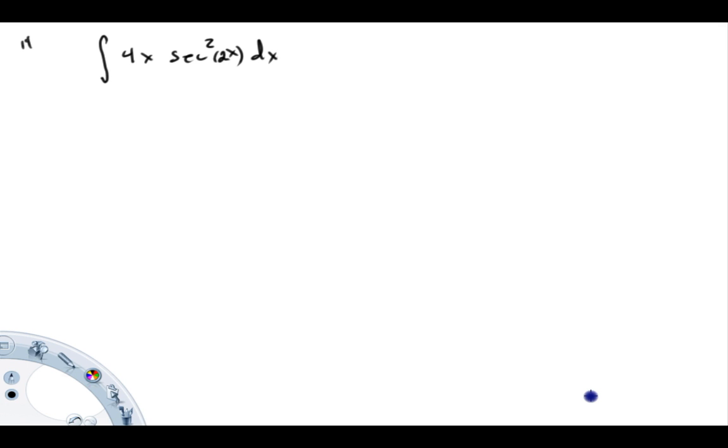The purpose of this video is to give an example of how integration by parts works. What we're going to try to work out here is the integral of 4x times secant squared of 2x dx.